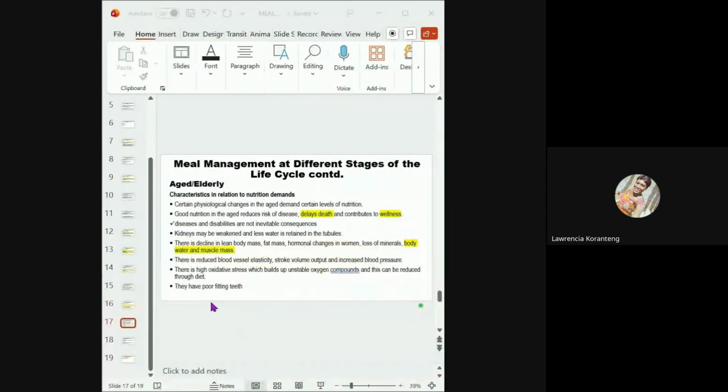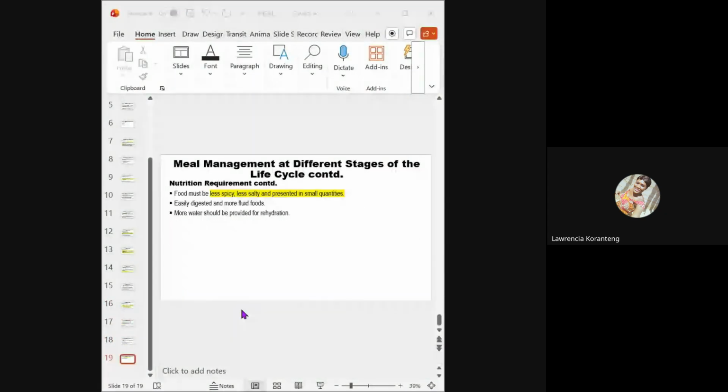Then we did the elderly in the home, and we were done with the nutrition meal management at this stage.